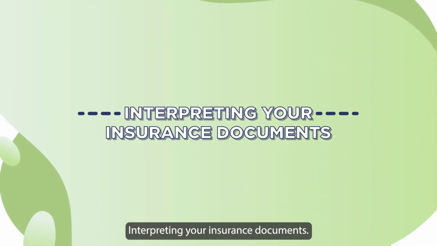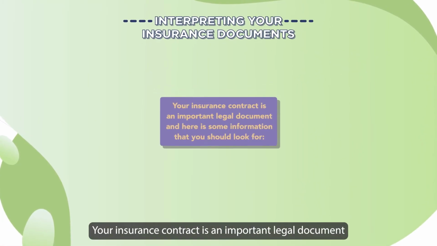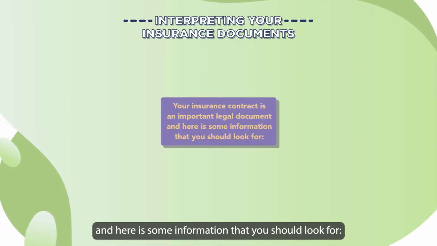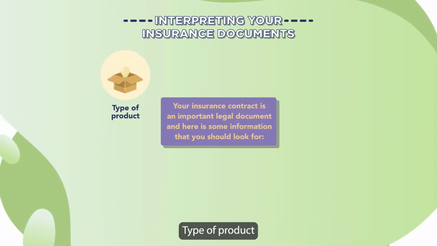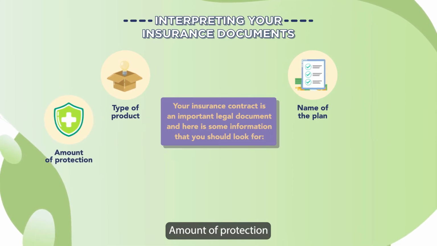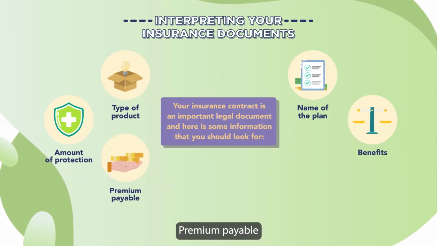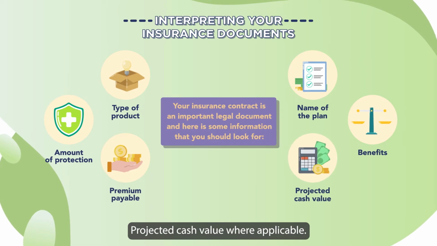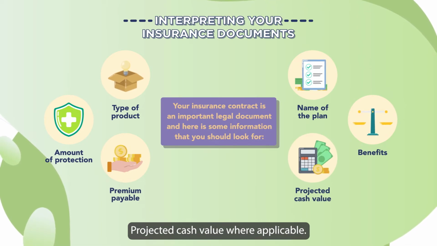Interpreting your insurance documents. Your insurance contract is an important legal document, and here is some information that you should look for. Type of product, name of the plan, amount of protection, benefits, premium payable, projected cash value where applicable.